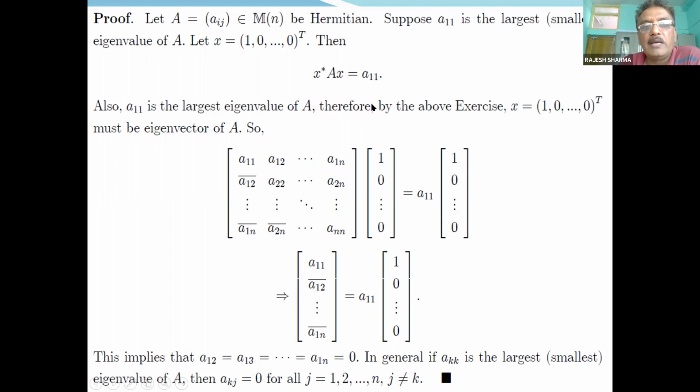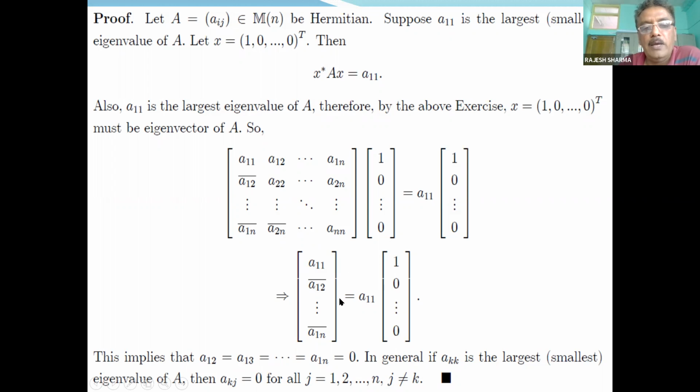Therefore, by the above exercise, this must be an eigenvector, because we have discussed that the largest or smallest value is achieved only when x is an eigenvector. Now take this to be the eigenvector (1, 0, 0, and so on). When we multiply this, we get this column vector on the left-hand side and this column vector on the right-hand side. So A11 is equal to A11, which is okay.